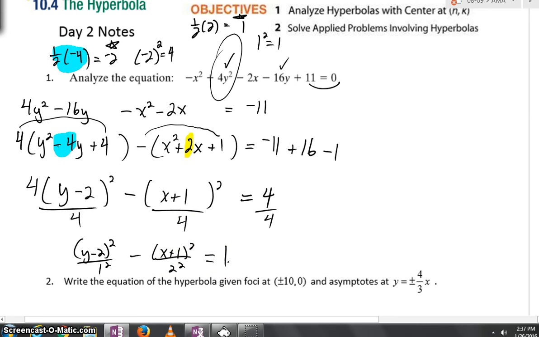Now I hope things look way more familiar. Would my hyperbola open vertically, up and down, or horizontally, left and right? What do you think? Vertically, because the y expression is positive. Okay? So it does ask us to analyze. And to be sure, you could also graph. But help me out. What's your center? What would your center have to be?